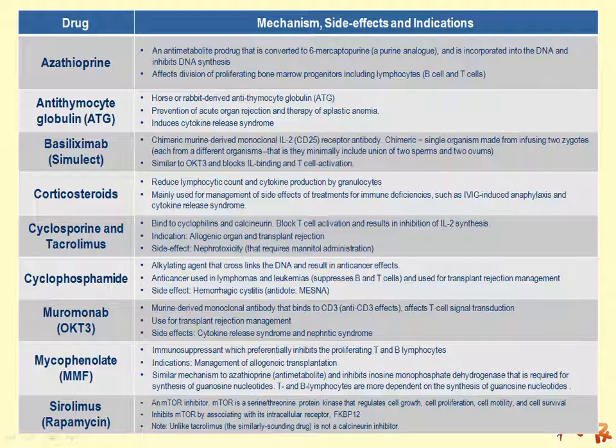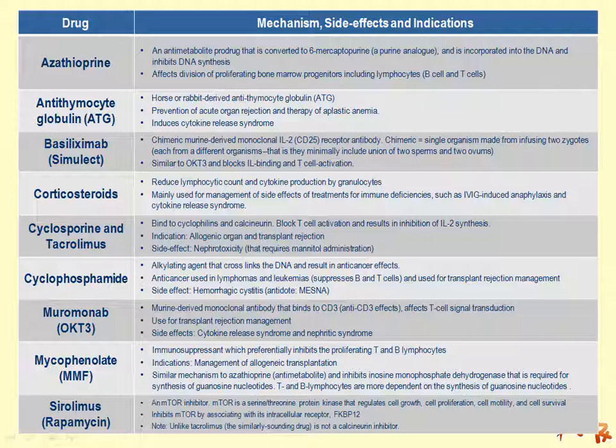Corticosteroids reduce lymphocytic count and cytokine production by granulocytes. They are mainly used for management of side effects of treatments for immune deficiencies such as IVIG-induced anaphylaxis and also for management of cytokine release syndrome.